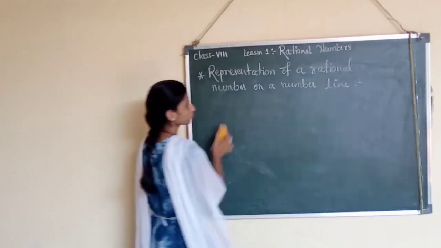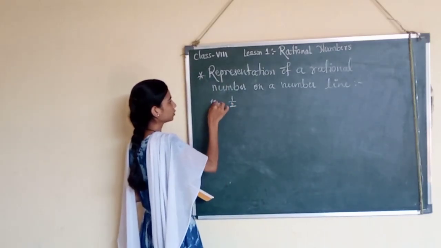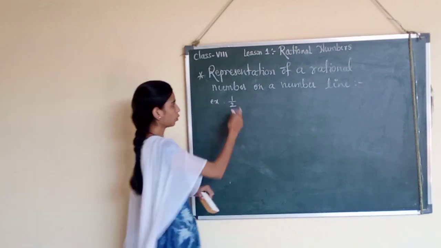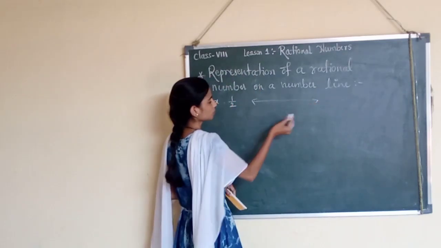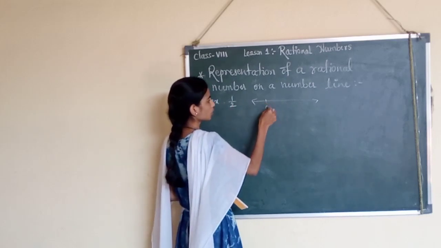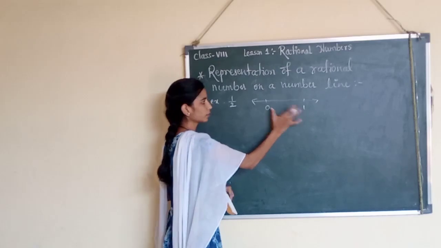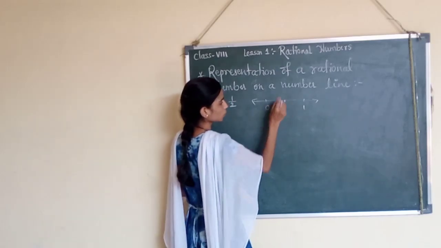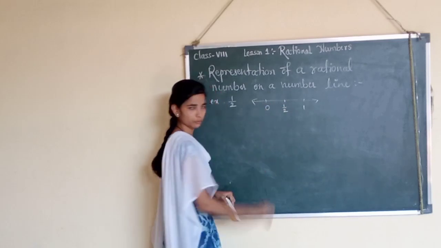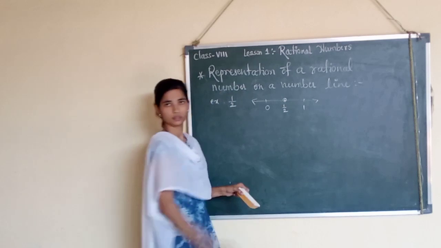So see, if we need to represent 1 by 2 on the rational number line, then what we can do is this: it is a half part, and it is positive, so we take 0 to 1. Now it is a whole 1, and it can be divided into 2 equal parts, and this one will be half, that means 1 by 2.